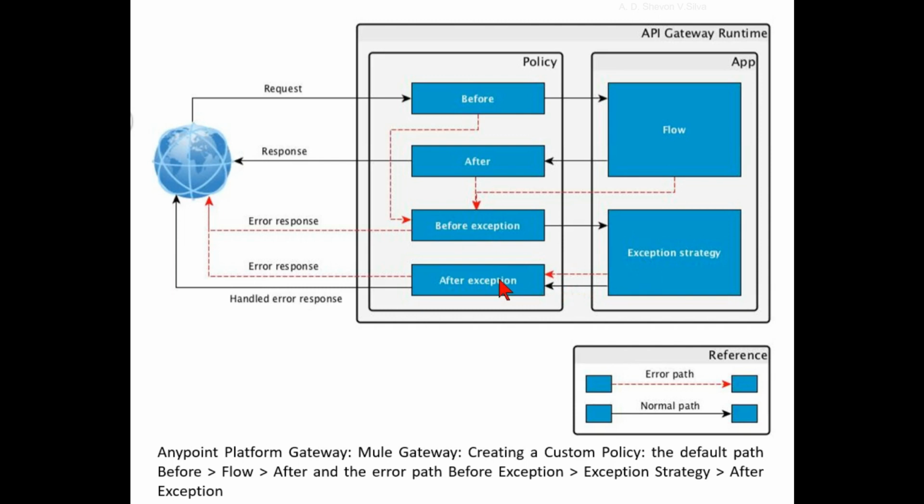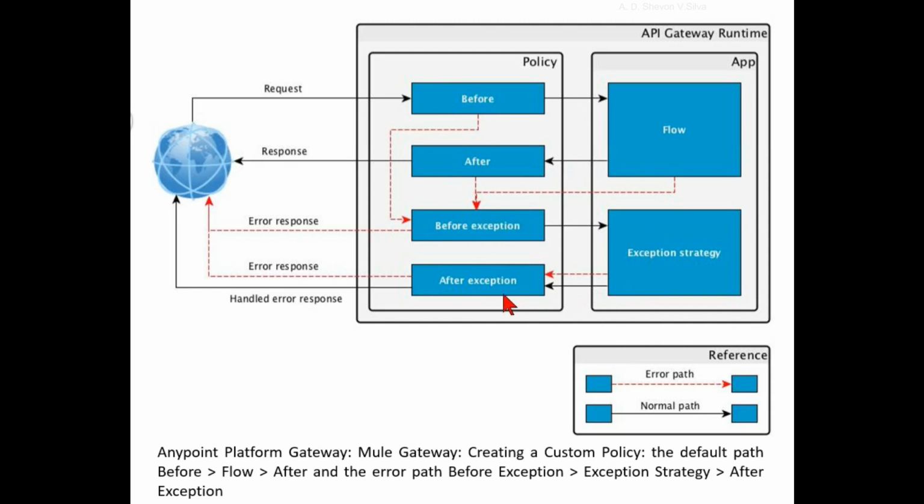In creating a custom policy in Mule gateway, in Anypoint Platform gateway, you can define before and after exception blocks in custom policy definitions to enhance the catch exception strategy of the flow without the need to modify it. The following diagram shows the default path, before, flow, and after, and the error path, before exception, strategy, and after exception.